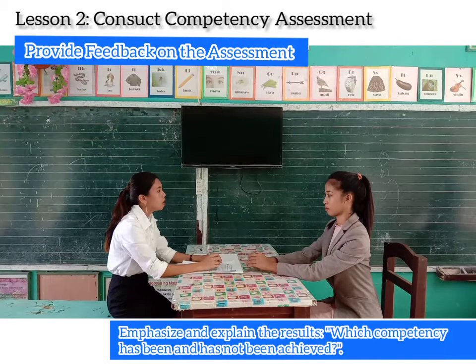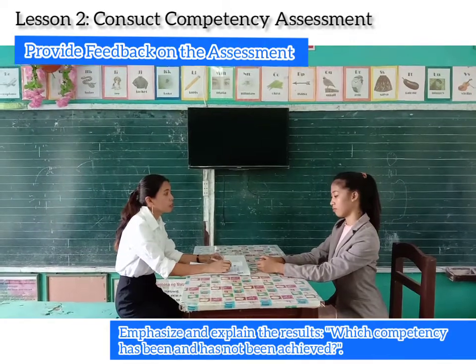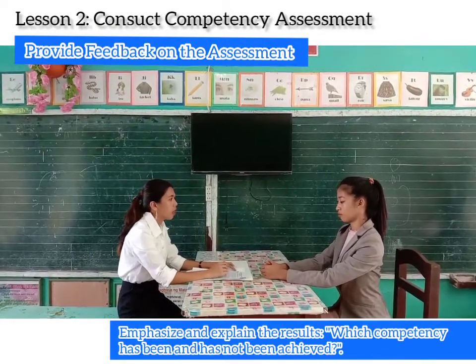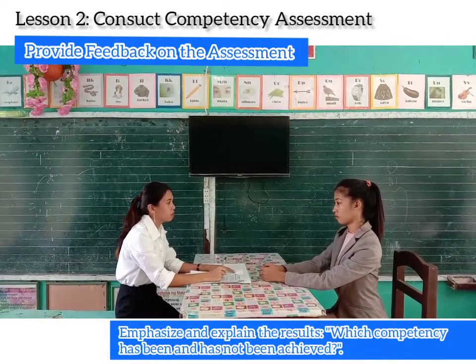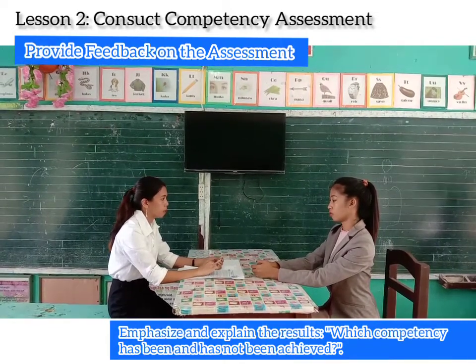Emphasize and explain the results. Which competency has been and has not been achieved. Ms. Adcor, you were able to identify the different designs for the specific print media output. Actually, you are very good at it. However, in doing so, you took considerable amount of time. Thus, you were not able to meet the required minimum amount of time.